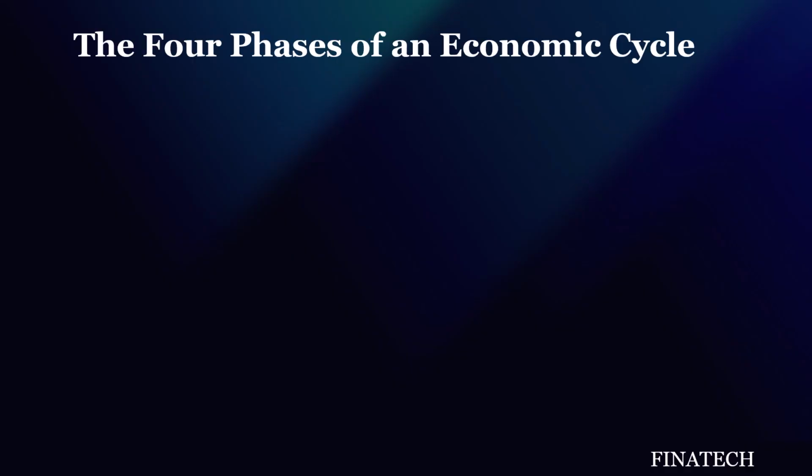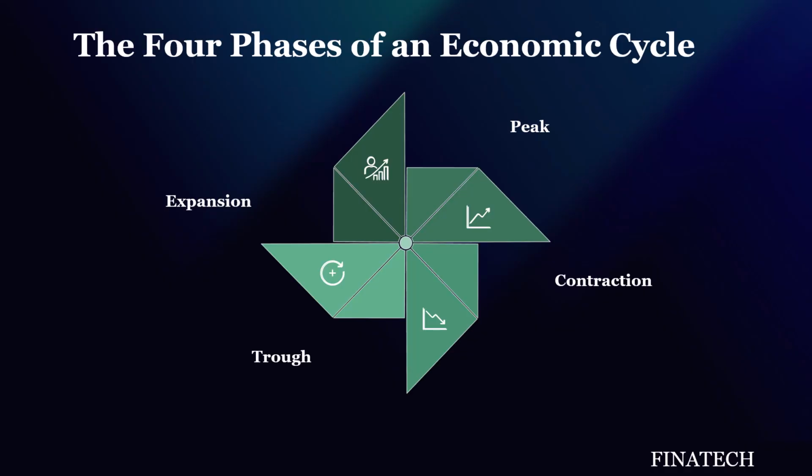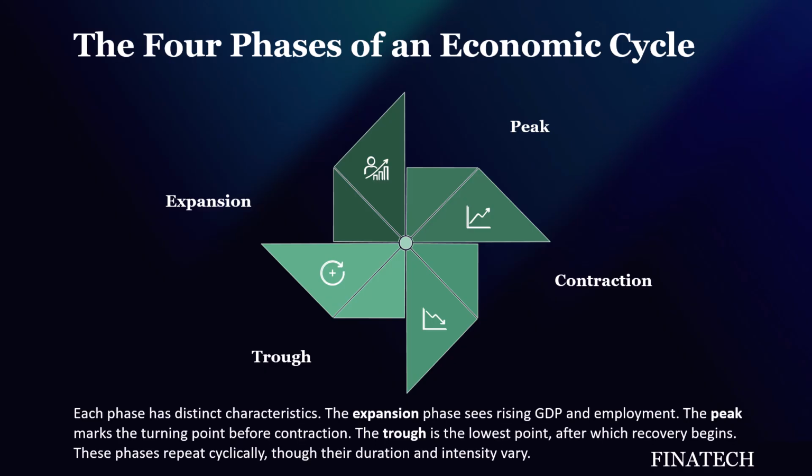The four phases of an economic cycle: expansion, peak, contraction, trough. Each phase has distinct characteristics. The expansion phase sees rising GDP and employment. The peak marks the turning point before contraction. The trough is the lowest point after which recovery begins. This phase repeats cyclically, though their duration and intensity vary.